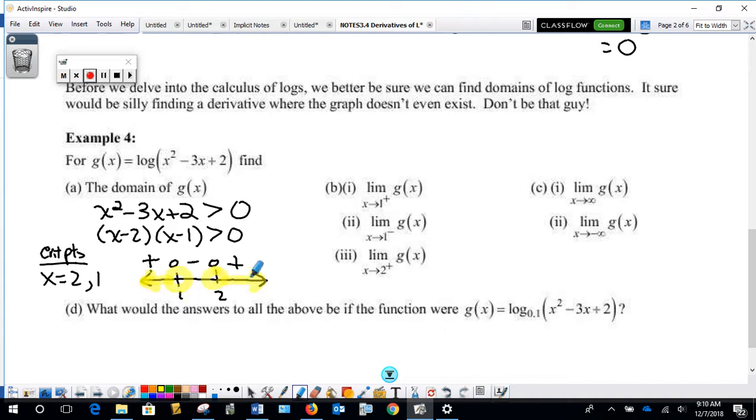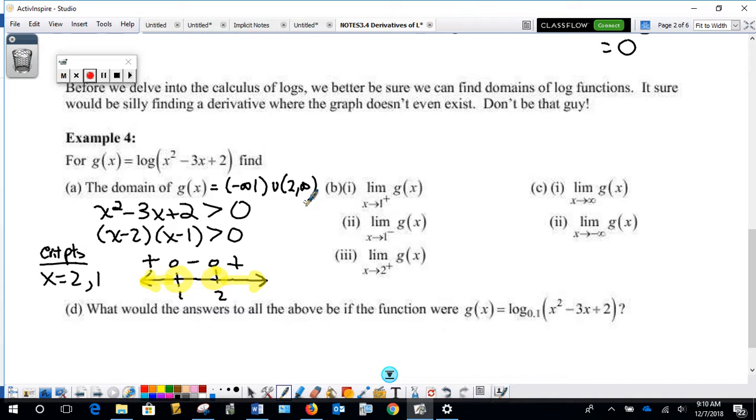From here to there. So my domain is going to be negative infinity to 1 and then 2 to infinity. That tells me automatically that the log function is not going to be differentiable on 1, 2, or any number in between 1 and 2 because it's not going to be continuous. Log functions are continuous on their domains.